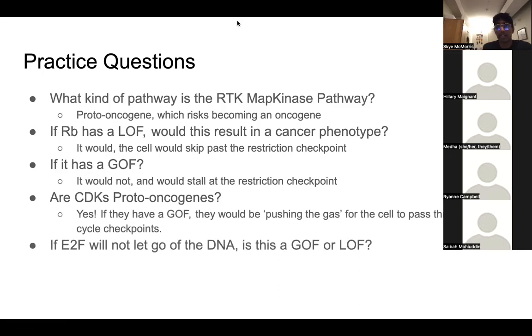And I think it's the last question. If E2F will not let go of the DNA, is this a gain of function or a loss of function? Think about, what is the role of E2F? Like, how does E2F actually do its job? And what happens if E2F does not let go of the DNA?